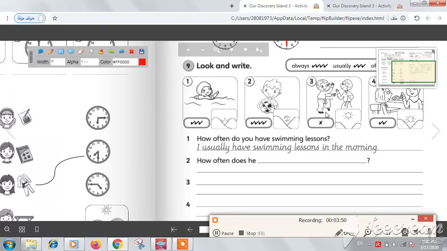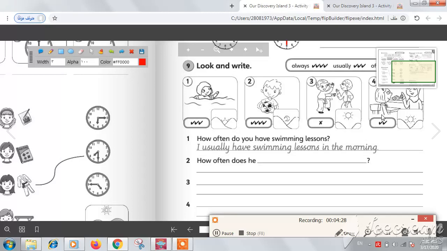Number 3 is gonna be like this. How often do they do karate? And the answer should be, they never do karate at midday. I told you before in a previous video, when you find the sun higher up in the sky like this, it's midday. Here is afternoon. So the answer for number 3, they never do karate at midday.